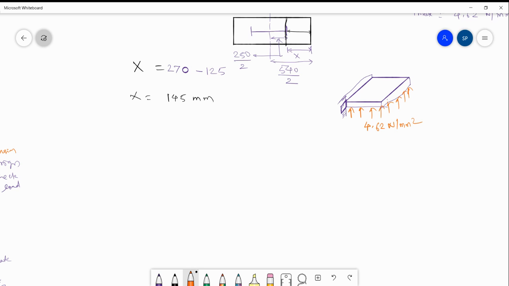Now next you have to go for calculation of bending moment at critical section. So we will assume unit width here. So that's why this pressure will be converted into UDL. Whatever this upward pressure is, this will be converted into UDL. So it will be 4.62 Newton per mm square multiplied by 1 mm. Accordingly, we can convert it. So let us calculate bending moment at critical section, Mx. So this is equal to half.